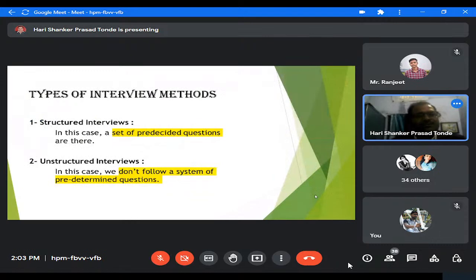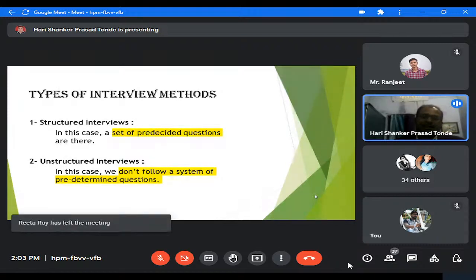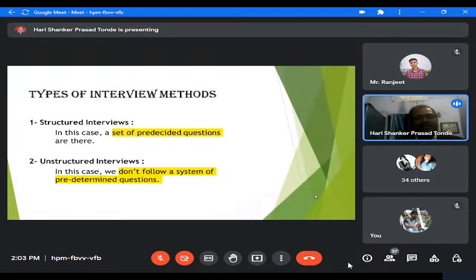Types of interview methods. The first one is the structured interview. In this case, a set of pre-decided questions is there, and the structure of the interview methodology is already decided. You have to ask these questions to the respondents. The second one is the unstructured interview. In this case, you don't follow a system of predetermined questions. For example, when news channels come up to you, the editor asks questions that are not actually structured. Whatever is in their mind, they are going to ask you, and you have to answer. So this is an unstructured interview.